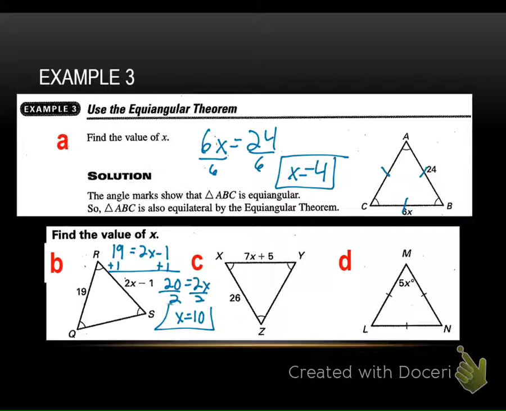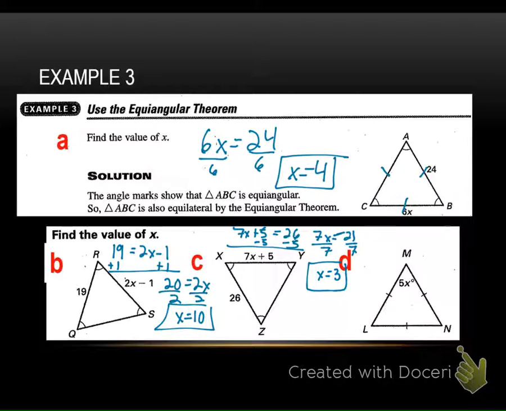Nice job. Next up, again, you see it. We have an equiangular, which means it's equilateral. We set them equal to each other. You have 7x plus 5 equals 26. First step, subtract 5. Yep, 7x equals 21. Divide by 7. X equals 3.